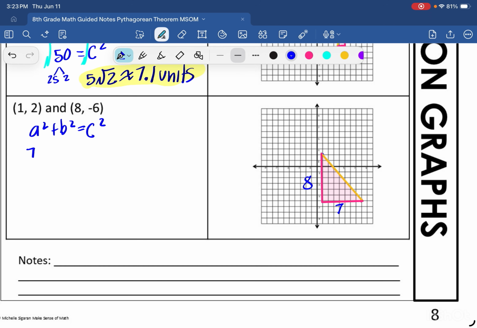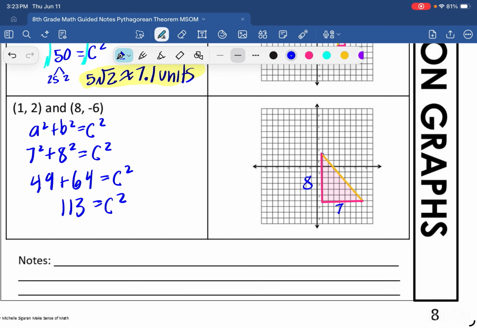So I have 7 squared plus 8 squared equals c squared. 7 squared is 49. 8 squared is 64. That equals c squared. Adding those together gives me 113 equals c squared. Taking the square root of each side, and I get that c equals the square root of 113, which is about 10.6 units.